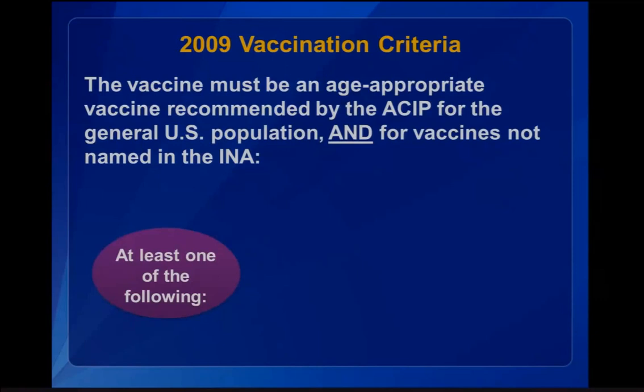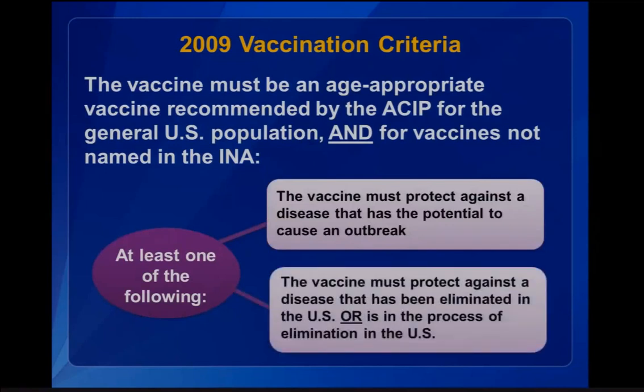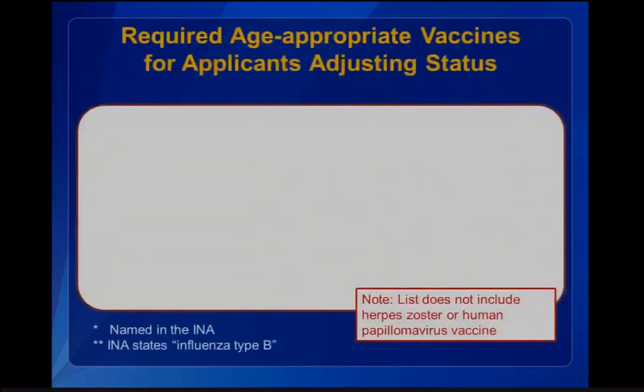But for those that aren't named in the INA, they must meet at least one of the following criteria. The vaccine must protect against a disease that has the potential to cause an outbreak, or must protect against a disease that has been eliminated in the U.S. or is in the process of elimination in the U.S. Or if the vaccine meets both criteria, then of course that counts also, but they must meet at least one.